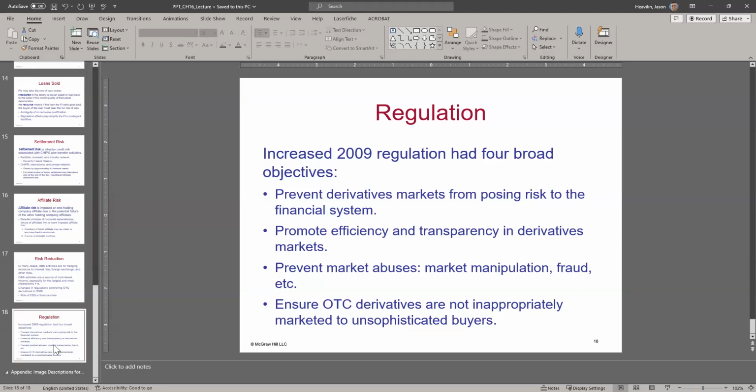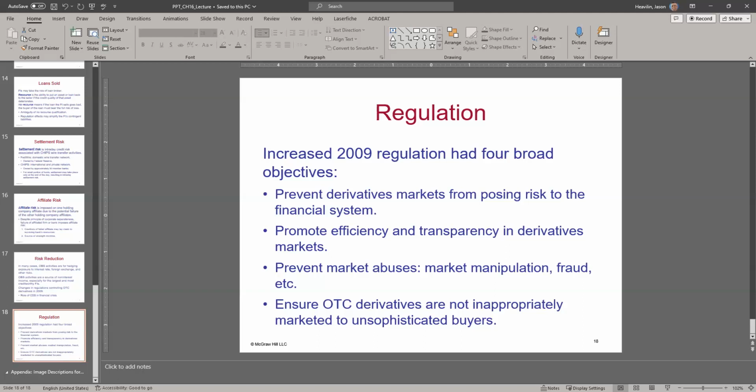Ensure over-the-counter derivatives are not inappropriately marketed to unsophisticated buyers. Similar to a hedge fund, you have to be a qualified buyer to have money invested in a hedge fund. Venture capitalists, crowdfunding. There's all kinds of regulation to protect people who, when they say unsophisticated, just don't know much about finance or about how these things work, but they want to speculate. They want to play in it. So they just want to make sure that those people aren't being targeted. They don't want predatory behavior.